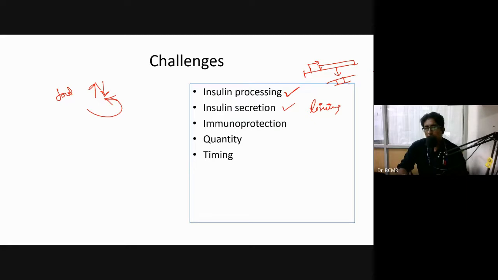And the third point that we have to keep in mind is that we should somehow be able to protect the cells that we are putting in, right? The number of cells that we put in should be enough. And the timing, as I said, the cells should be able to secrete insulin in sufficient quantities at the appropriate time, right?